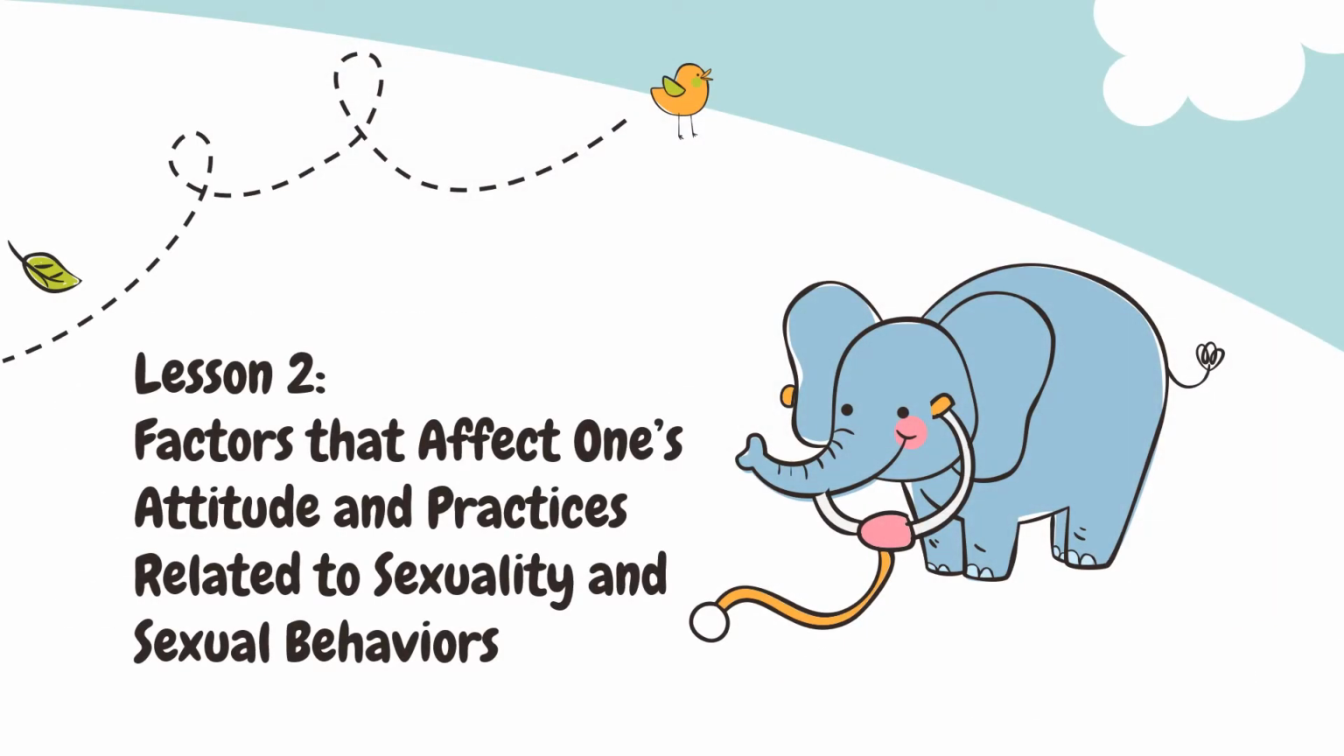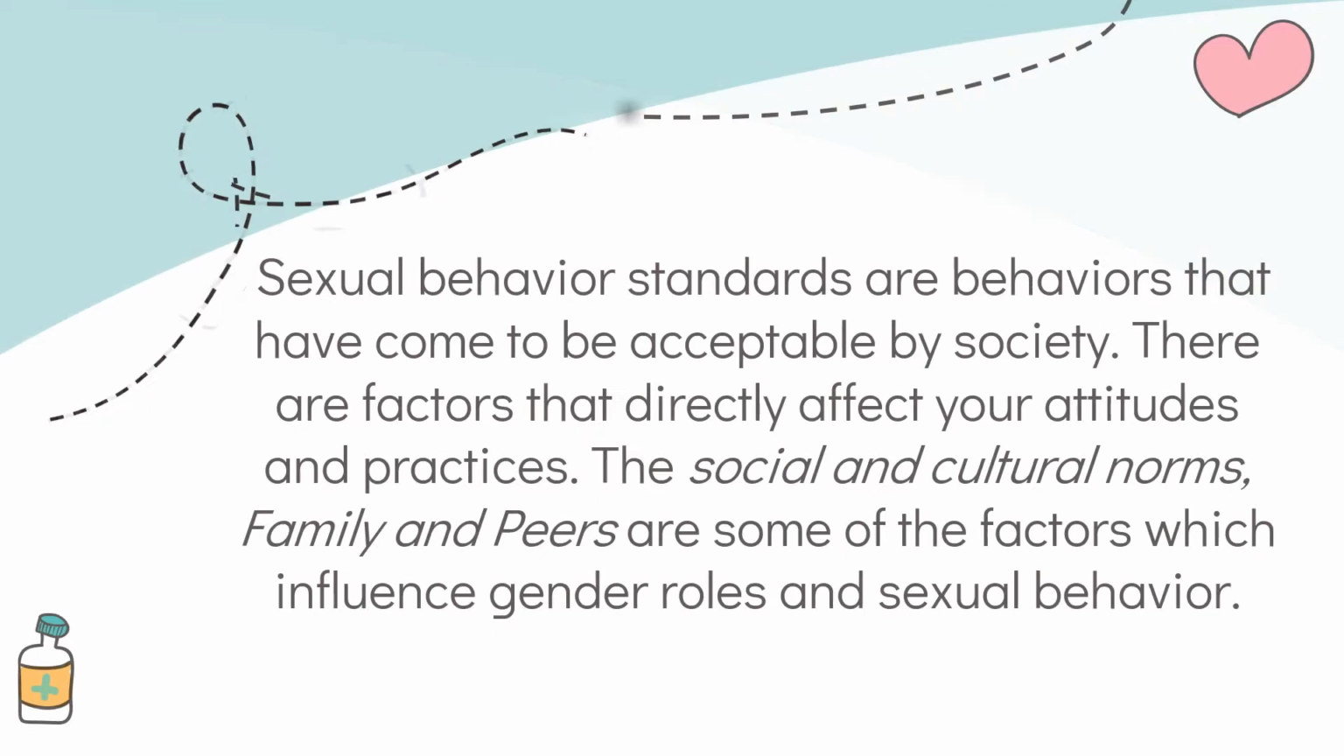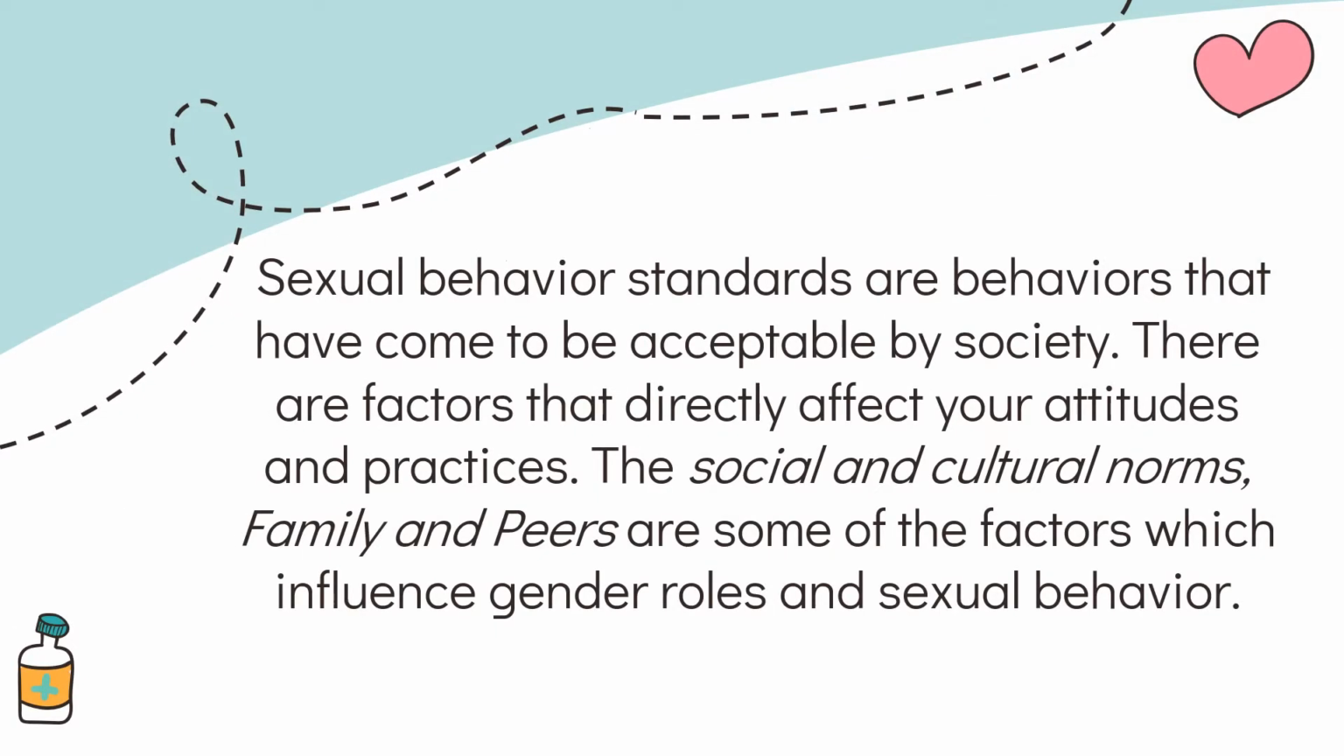So after the review, let's now go to lesson number 2. Factors that affect one's attitude and practices related to sexuality and sexual behaviors. Sexual behavior standards are behaviors that have come to be acceptable by society. There are factors that directly affect our attitudes and practices. The social and cultural norms, family and peers are some of the factors which influence gender roles and sexual behaviors. So malaking factor ang ating environment para sa ating gender role and sexual behavior.